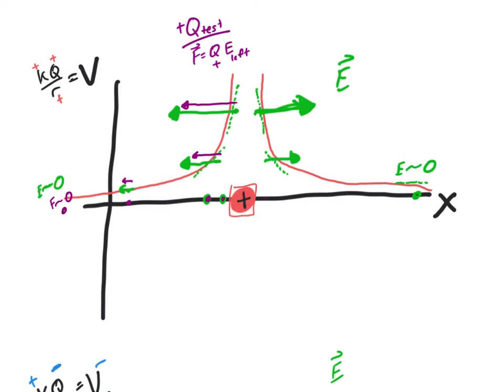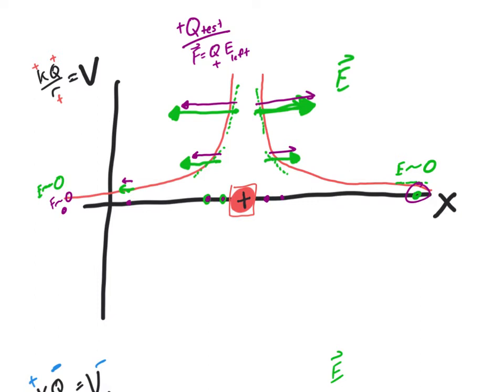Whereas if we put the charge on the other side, it would be pushed to the right, or barely pushed at all, way out far away from the charge. This shouldn't be too surprising. Because we know that if we put a positive charge near another positive charge, it should be repelled. And that's what I'm seeing with all of these purple arrows.